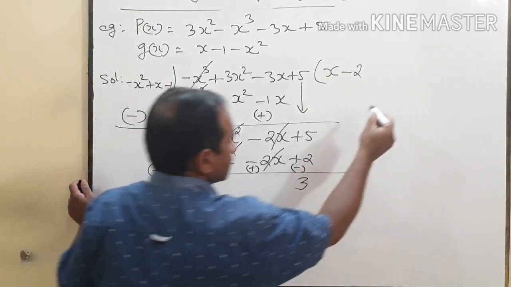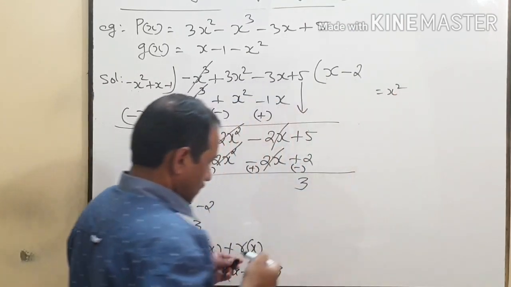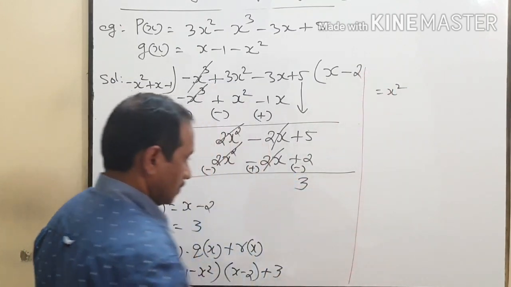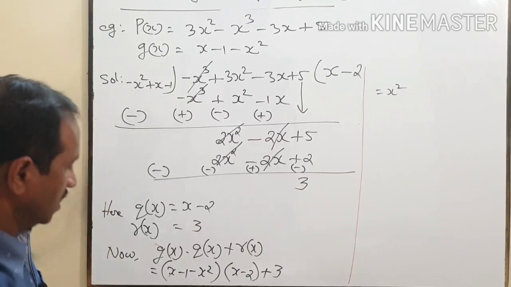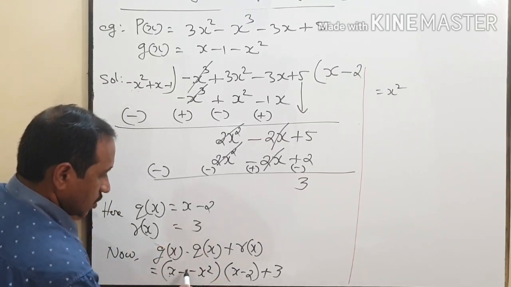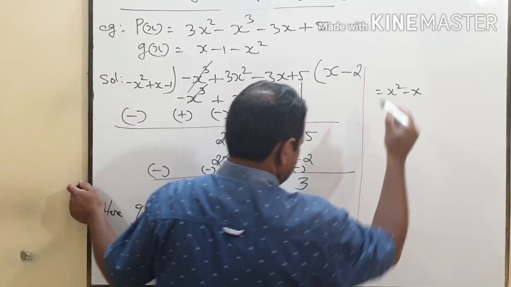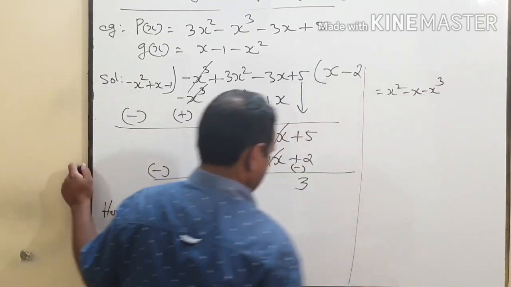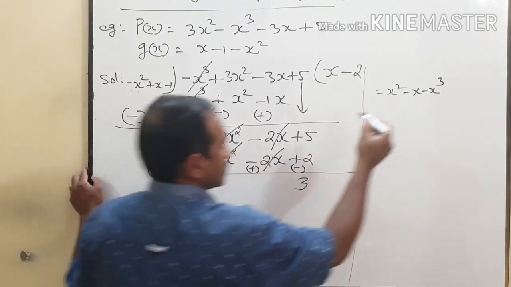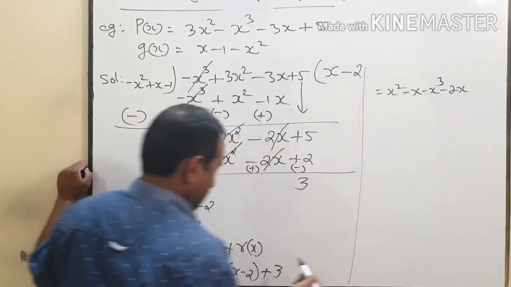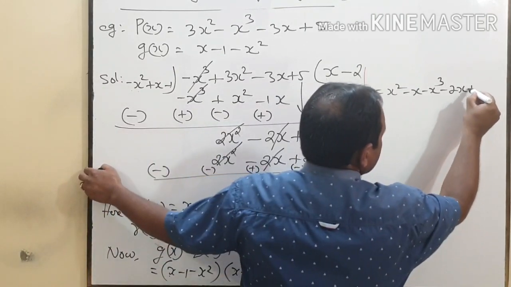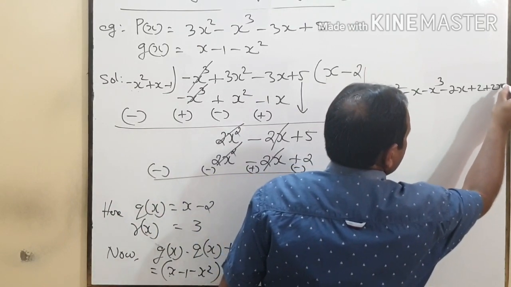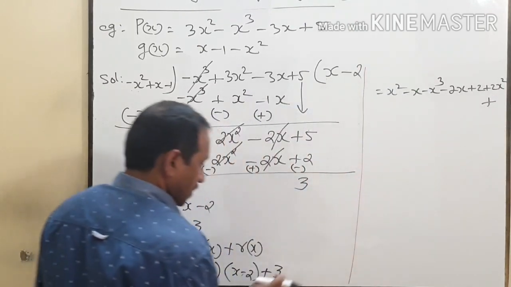x into x we get x square. x into minus 1, that is minus x. x into minus x square, that is minus x cube. Then minus 2 into x, minus 2x. Minus 2 into minus 1, that is plus 2. Minus 2 into minus x square, that is 2x square. Then plus 3.